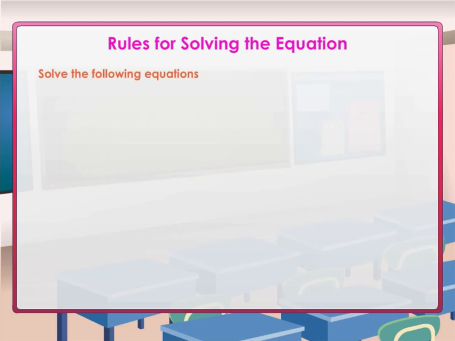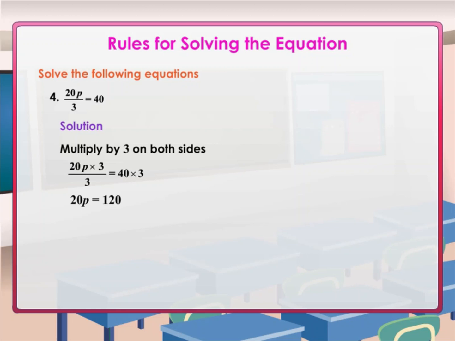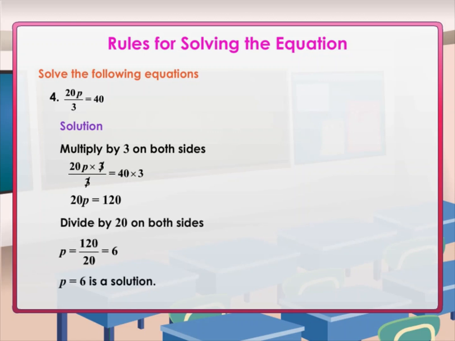Solve the following equations. 20p divided by 3 is equal to 40. First, we have to separate the variable p. For this, we should multiply by 3 on both sides. Therefore, 20p times 3 divided by 3 is equal to 40 times 3. On simplifying, we get 20p is equal to 120. Here we have to divide by 20 on both sides. We get p is equal to 6. Therefore, p equal to 6 is the solution.